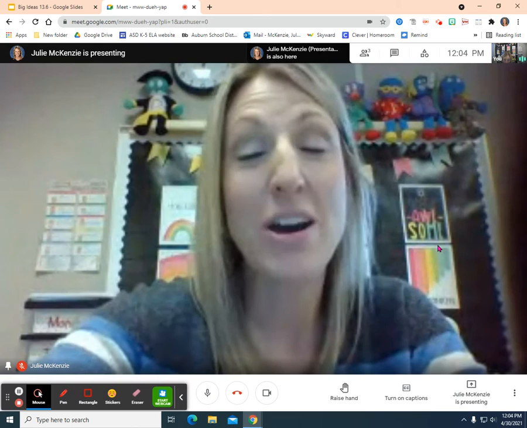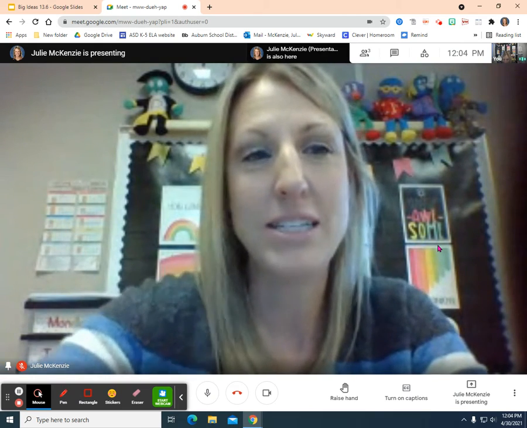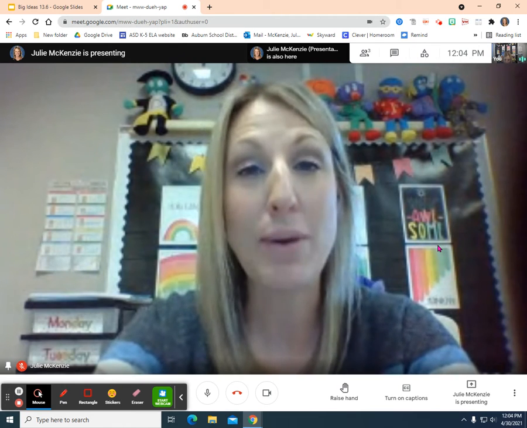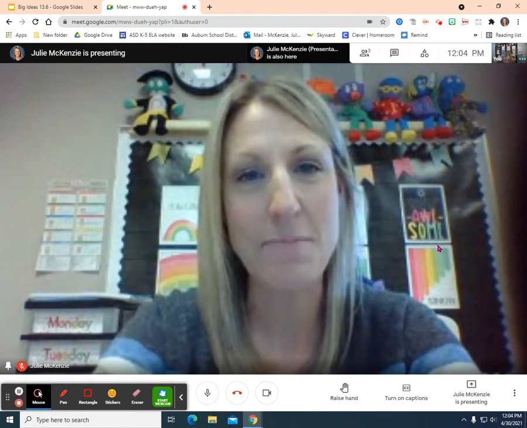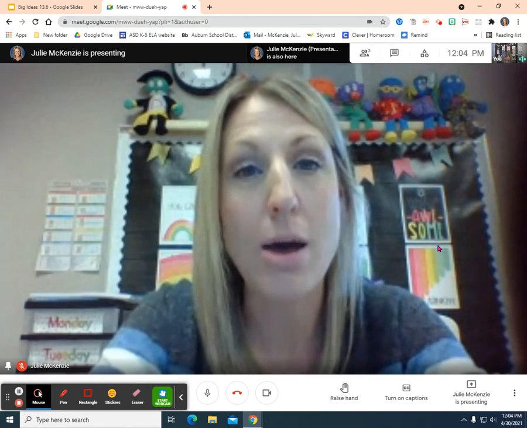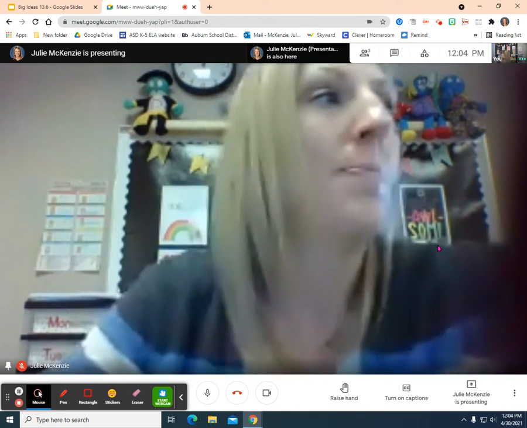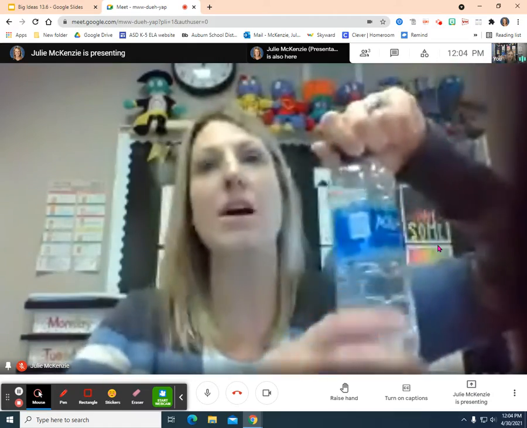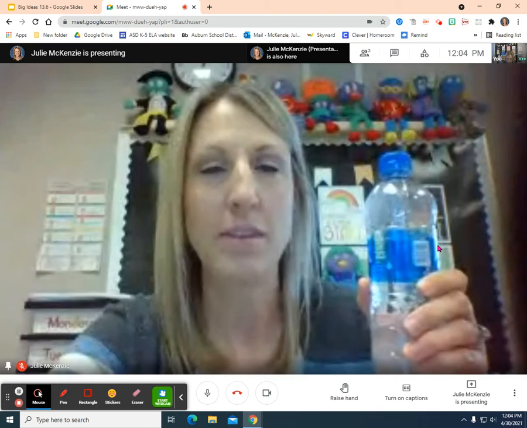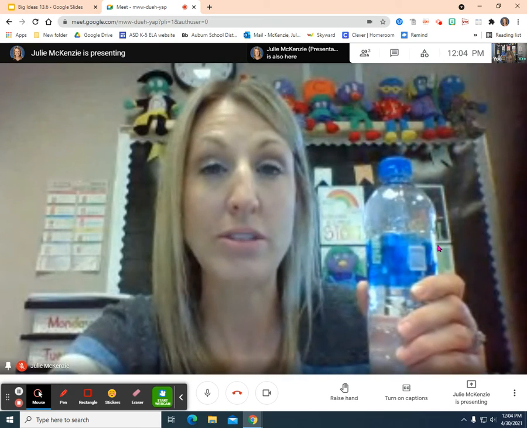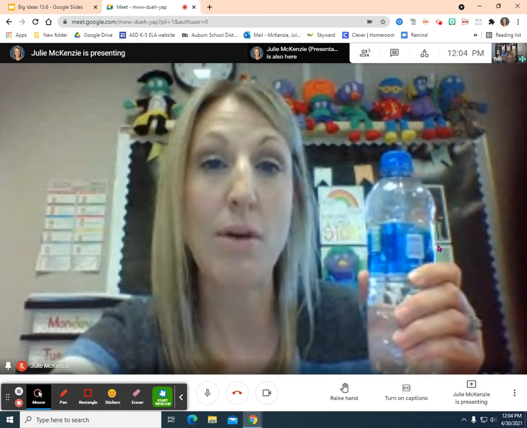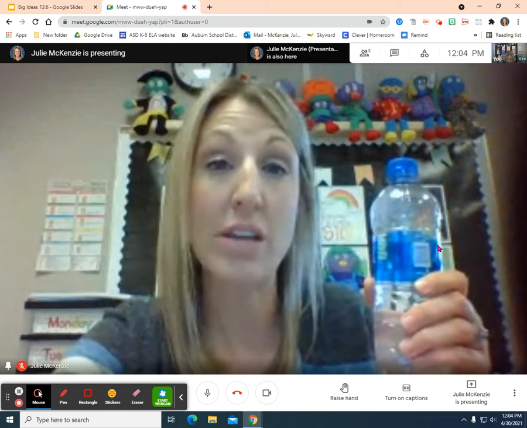Today we are talking about a new concept, a concept that is called capacity. Capacity has to do with how much an object can hold. So if I took this water bottle and filled it up with water, the amount of water it holds is the capacity. The capacity means how much a container can hold of something.